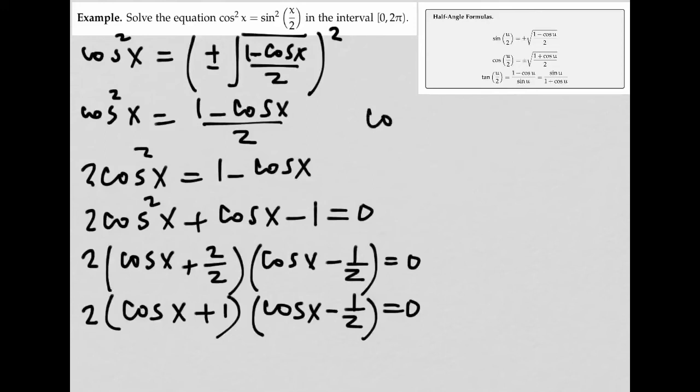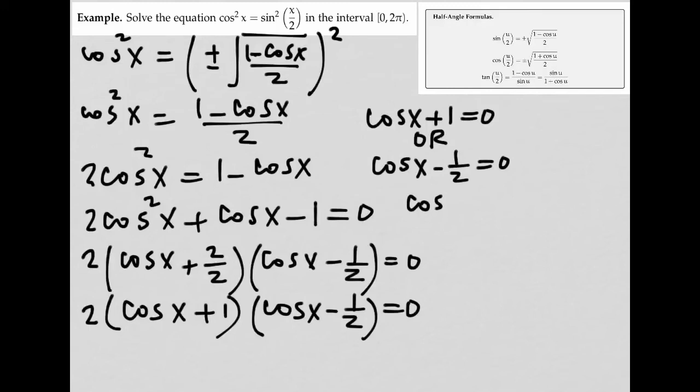This means that cosine x plus 1 equals 0, or cosine x minus 1/2 equals 0. Well, this means that cosine x equals negative 1, and where is cosine x equal to negative 1 in the half-open interval from 0 to 2 pi? Well, there's only one value, namely x equals pi. That's the only angle where the cosine equals negative 1.